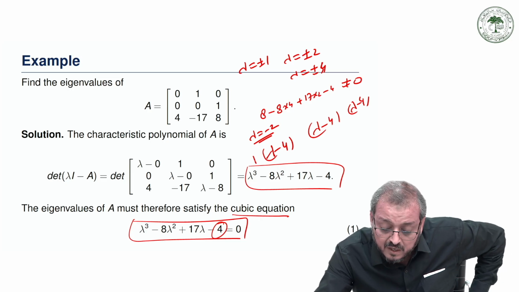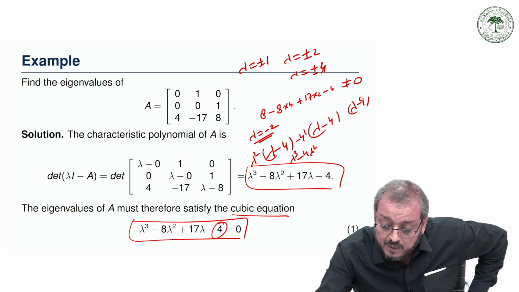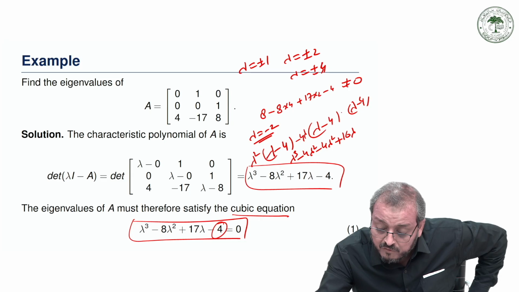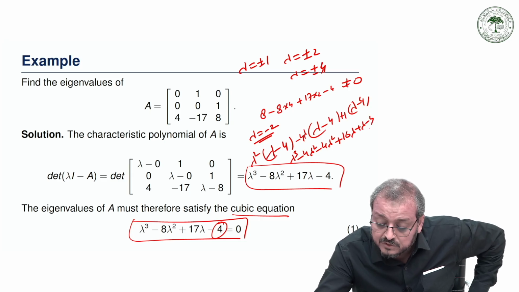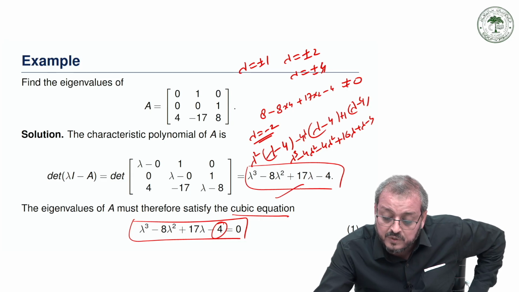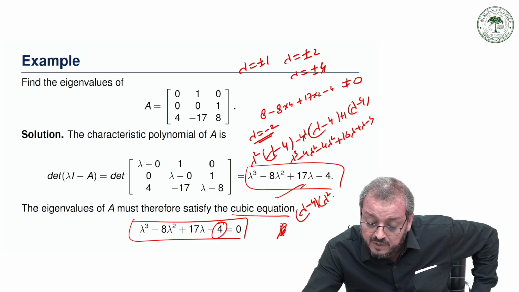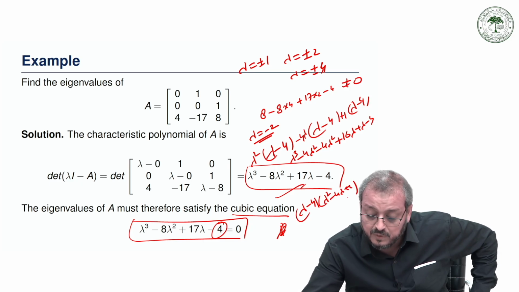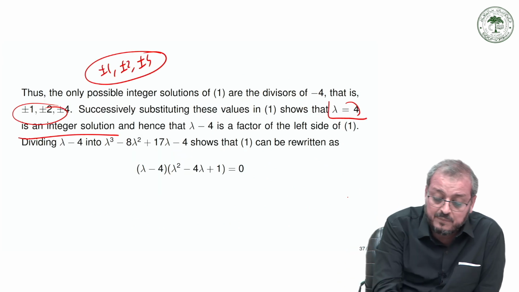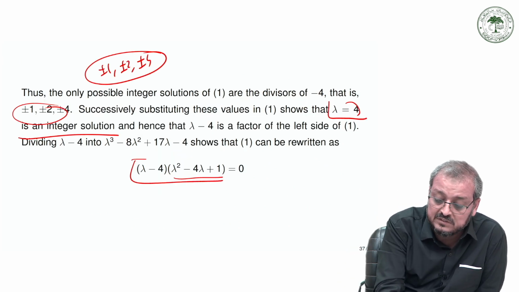So lambda minus 4 can be written in the form of a lambda squared. So this is lambda cubed minus 4 lambda squared, and now you have plus, minus 4 lambda, and so on, minus 4 lambda squared plus 16 lambda, and you have plus 1, so plus lambda minus 4. We simplify this and get this equation. So one of the factors is lambda minus 4, and another is lambda squared minus 4 lambda plus 1. So lambda squared minus 4 lambda plus 1 is the other factor.